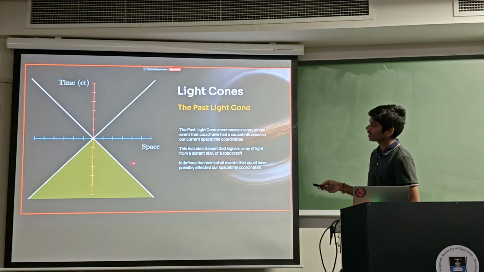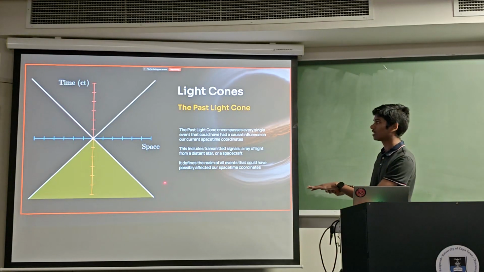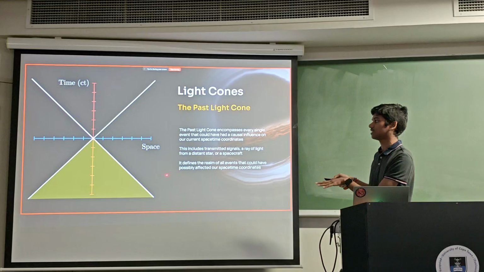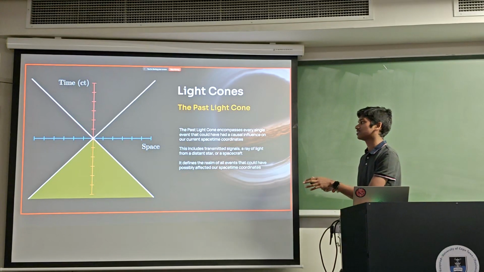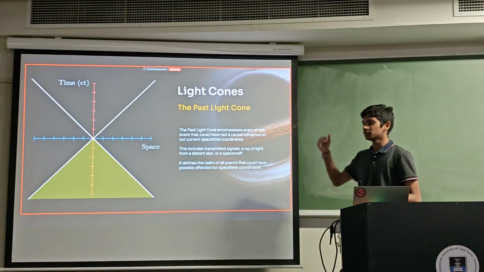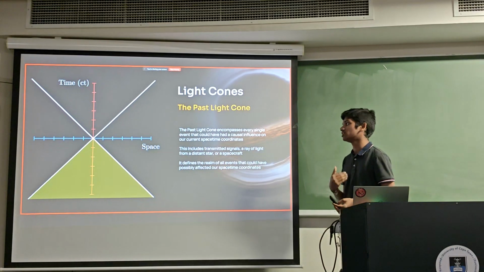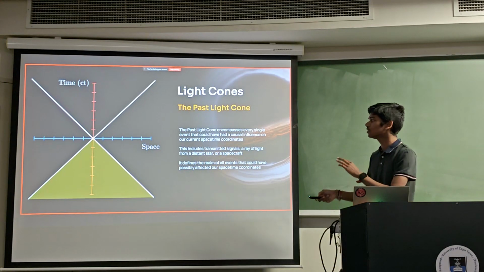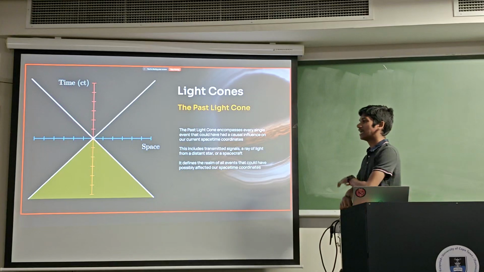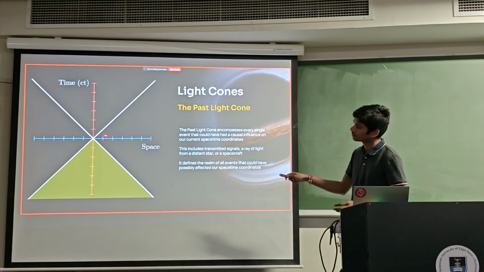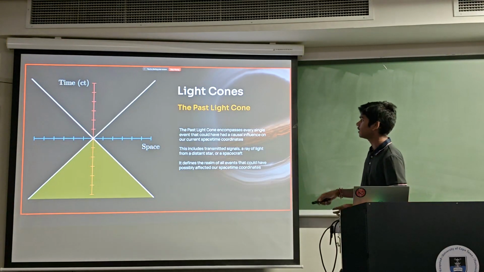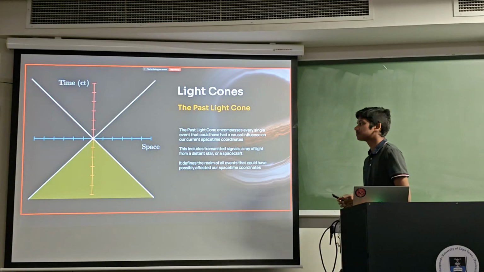If there was an event outside this yellow triangle but still before our current space-time coordinates, it couldn't have affected us, because information from it would have to travel faster than light to reach us. So this includes all transmitted signals, any rays of light which would have followed the light-like world lines on the edge, and even spacecraft.